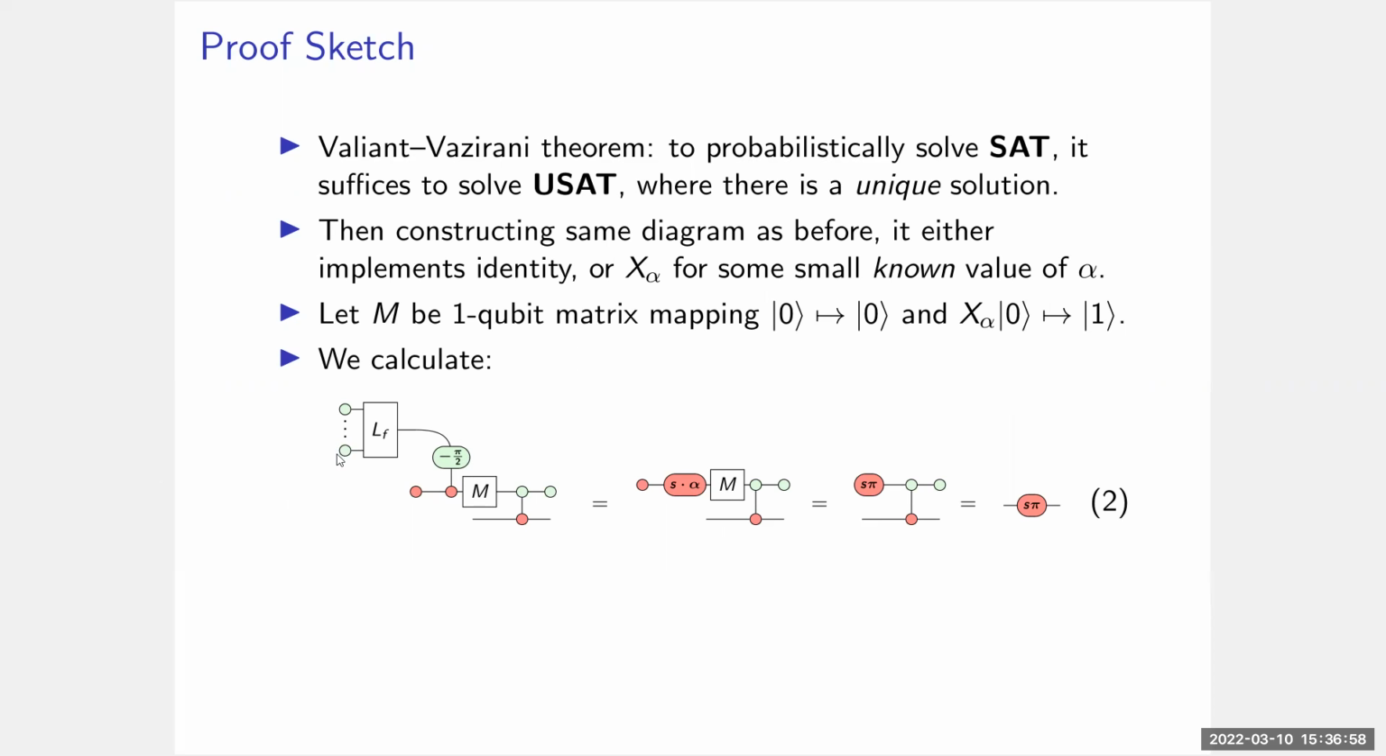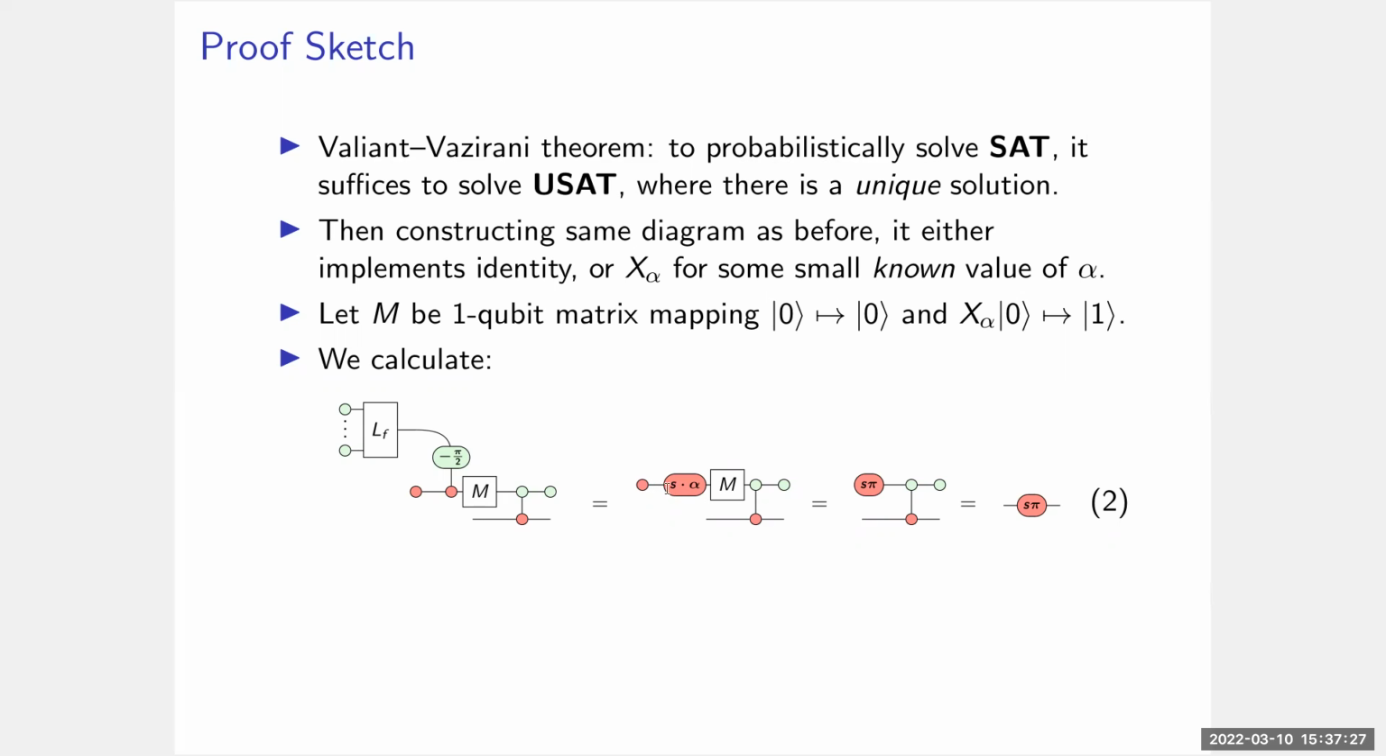So this bit here, just like with the red spider and the -π/2 and the LF, is the diagram we had before. So this is the part that implements this X alpha rotation. So yeah, we just write it like this. And we have this S. This S is whether F is satisfiable or not. So if S is 1, we get an X alpha rotation. If S is 0, we get an identity.